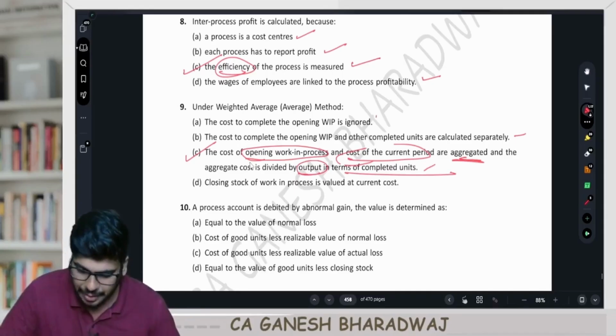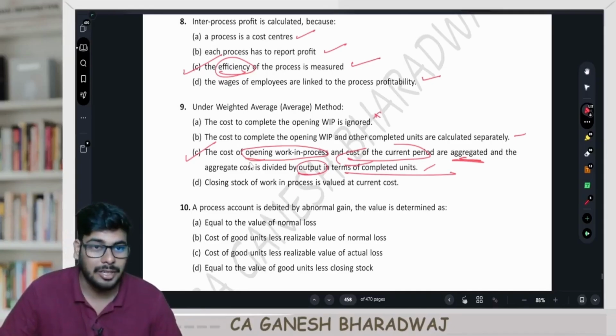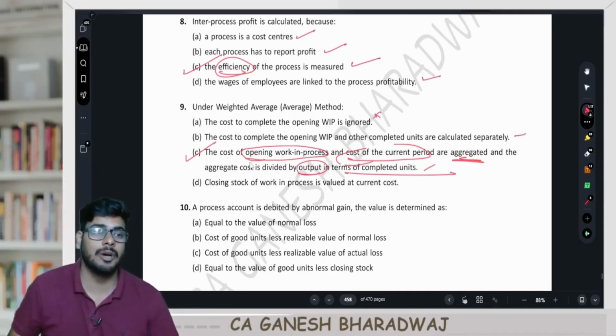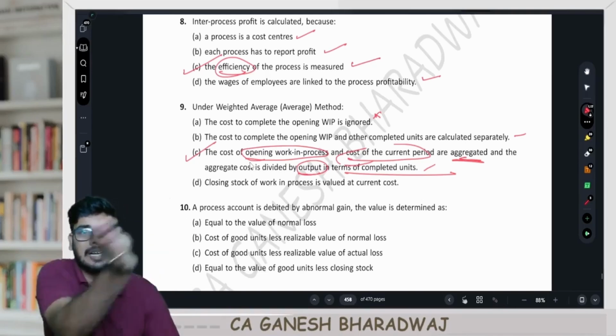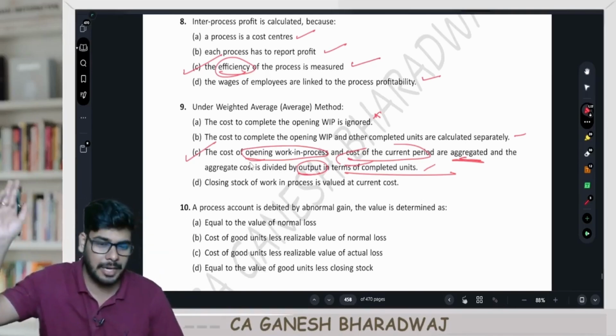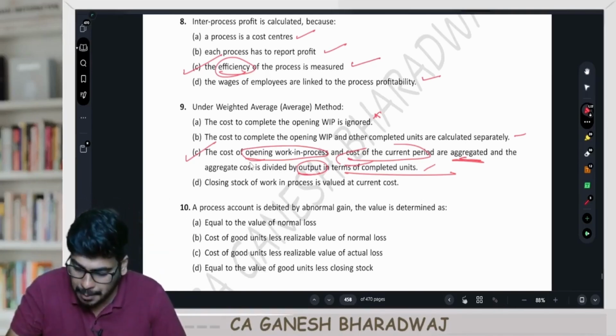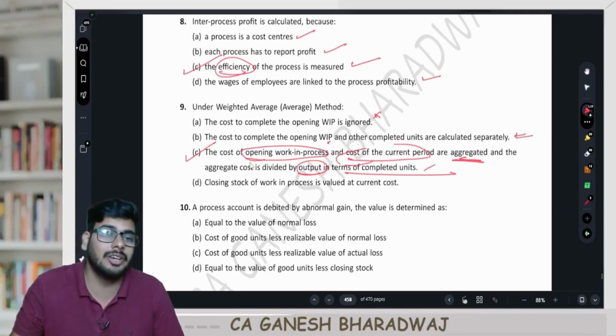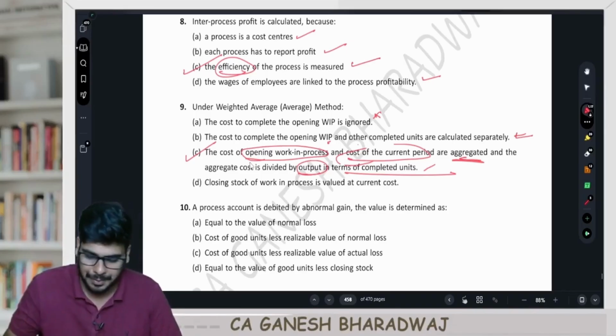We ignore the opening WIP? No, that is ignored only if we are following FIFO. Why do we ignore it? Because it need not be apportioned. It will entirely enter into my units completed and transferred, right? Cost to complete the opening WIP and other completed units are calculated separately? No, this again is done only in the FIFO method, right?